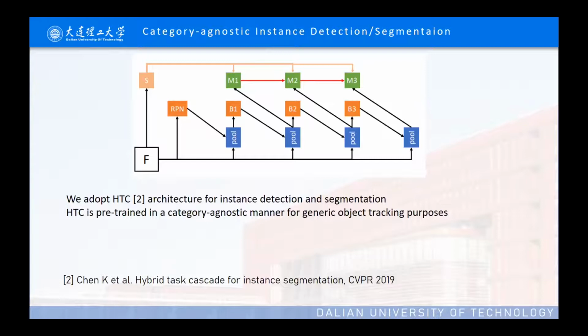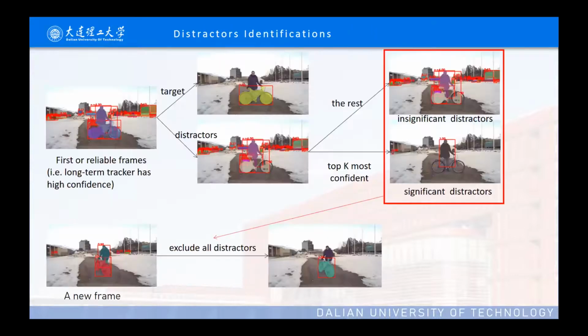Well, we pre-train the HTC on the cohort dataset in a category agnostic manner, namely, all objects are treated as foreground category. In order to identify distractors, we label all detected objects of low overlap rates with the target as distractors. And then the top K distractors with the highest detection confidence are selected as the significant distractors, while the rest are treated as insignificant ones.